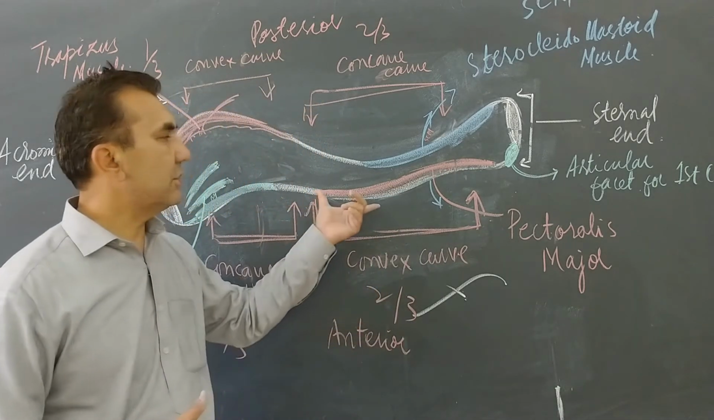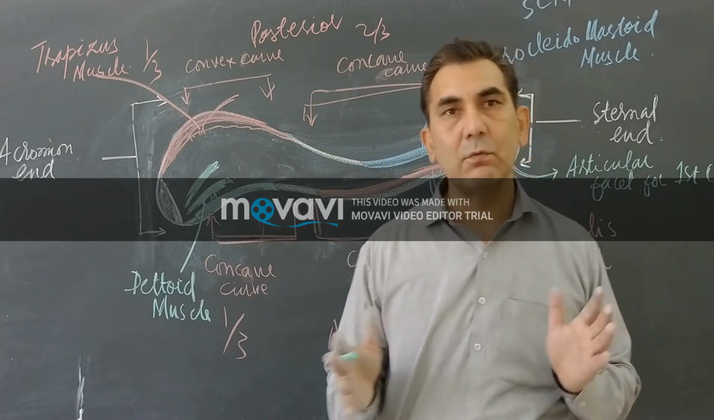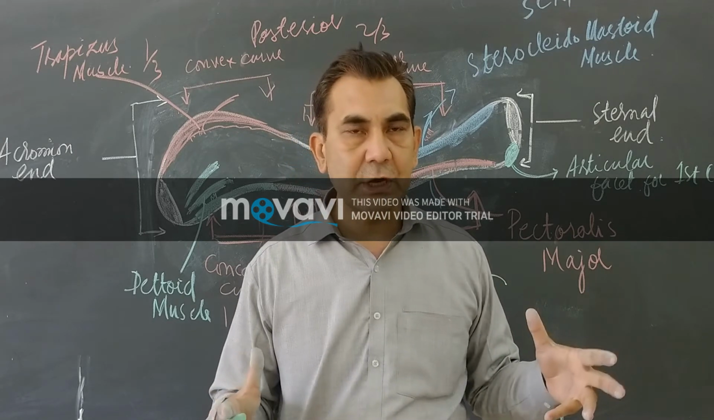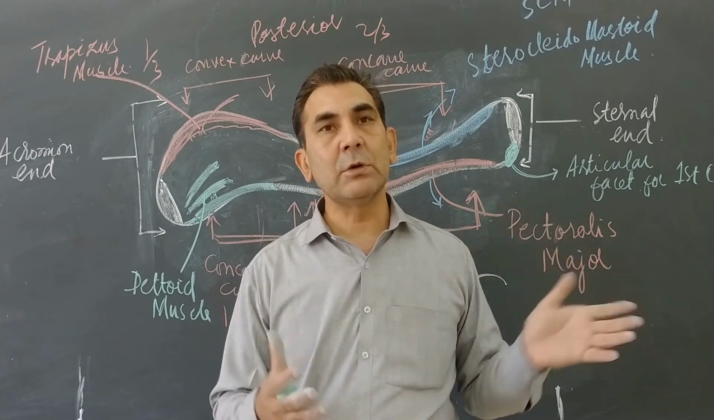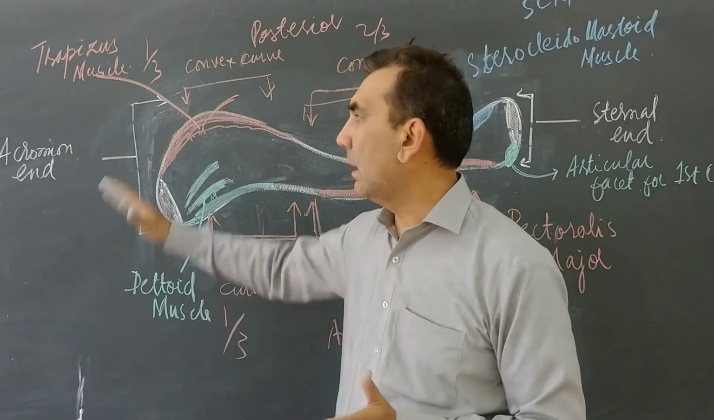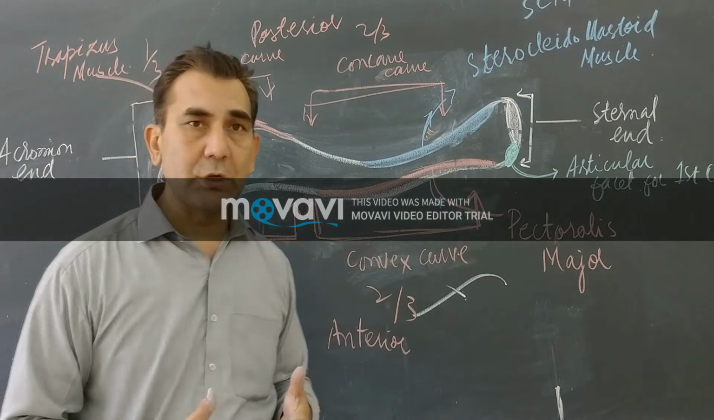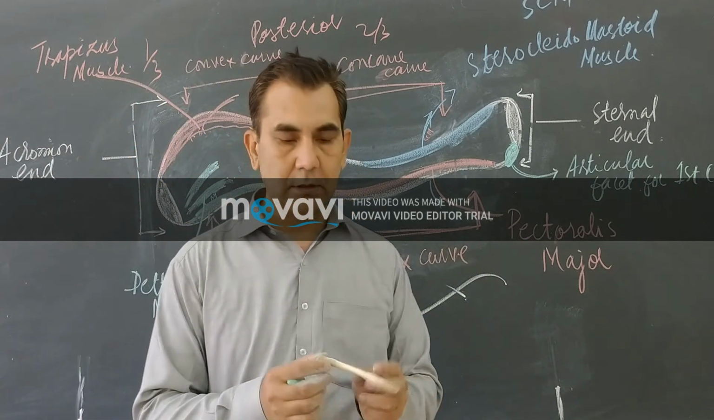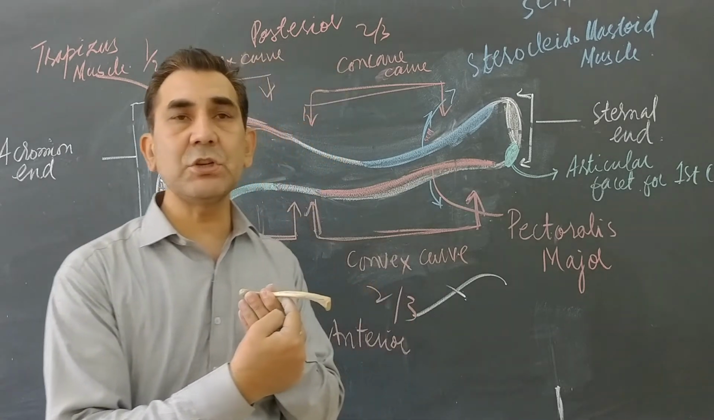Okay, now the shaft of the clavicle. If you divide the shaft into 2/3 and 1/3, the 2/3 of the shaft is rounded and cylindrical in shape and compact in composition, and the 1/3 portion of the shaft is flattened in shape, which makes the acromion end. It has three borders in the shaft: the inferior border, the superior border, and the posterior border.